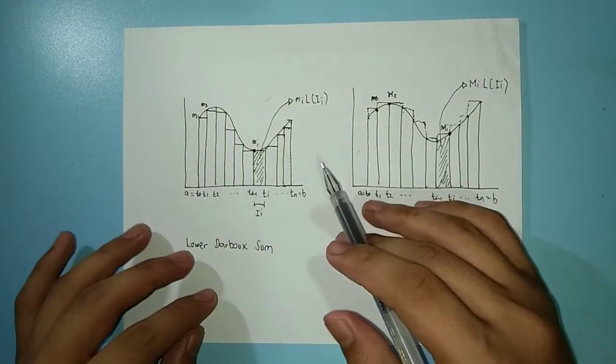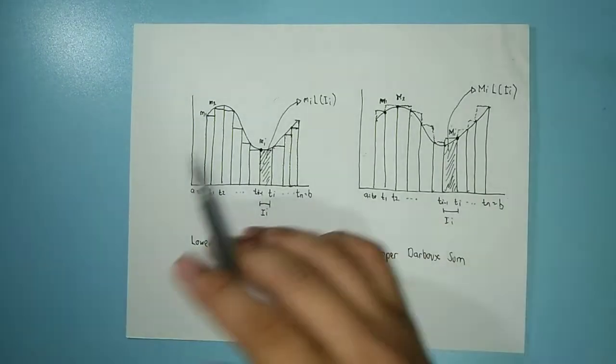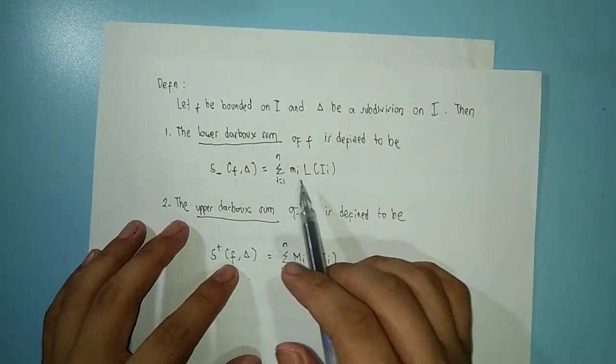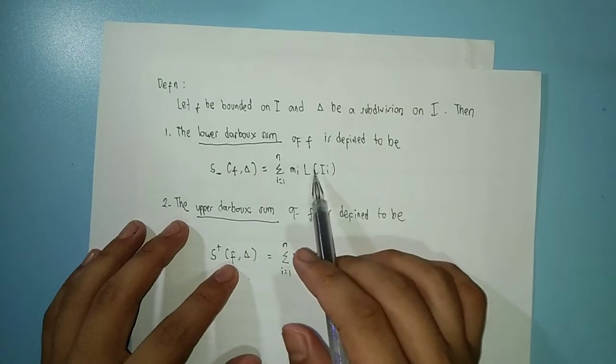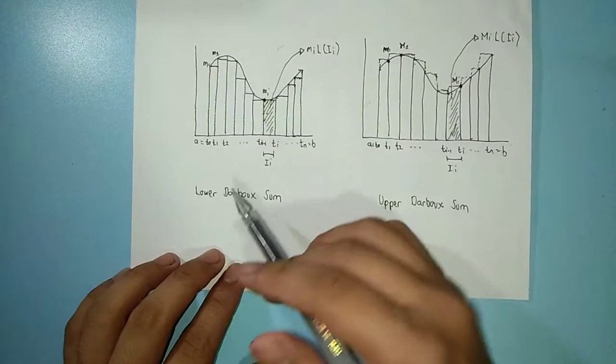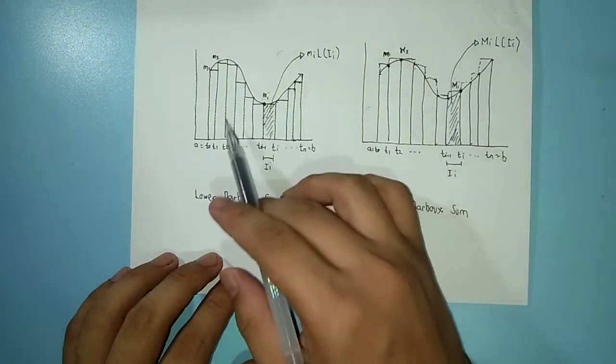sa definition ng lower Darboux sum, ipagpa-plus lang natin yung mga area na to. Okay? Kaya ganun yung definition natin, summation ng m sub I, length ng I sub I, from 1 to n. Okay? So, ibig sabihin, sa lower Darboux sum, ina-underestimate natin yung area nito.